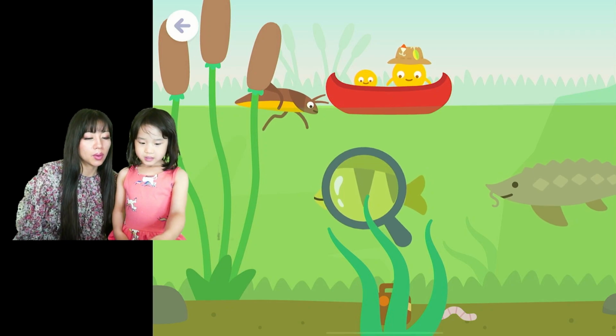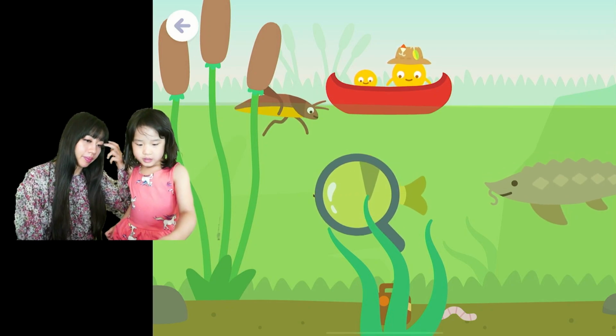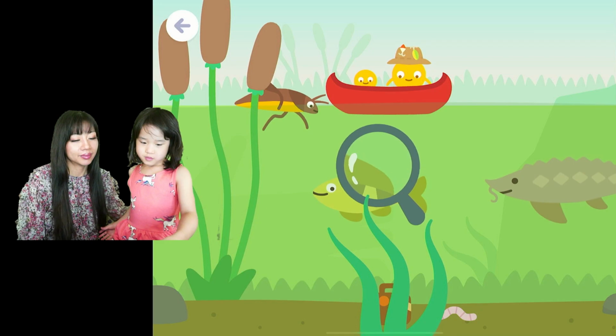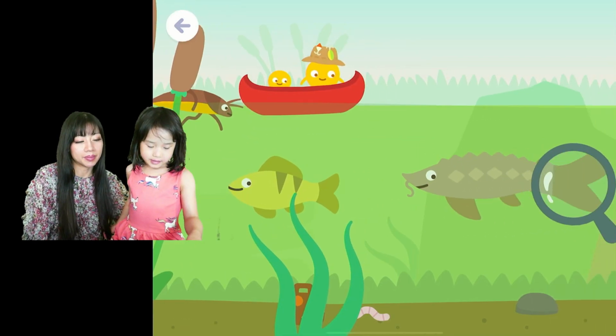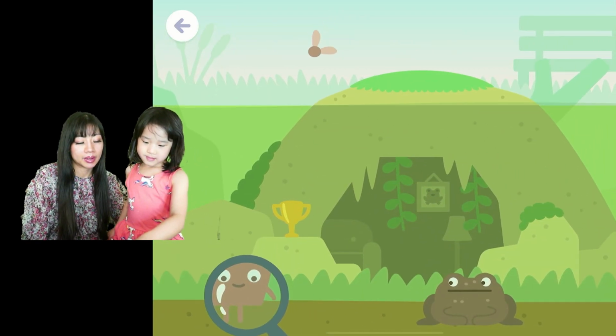See that sticky stuff on them? Not all fish have sticky stuff on them. No, in the water. Mm-hmm. The water makes it sticky. Mm-hmm. They have slime. They have slime on their body.